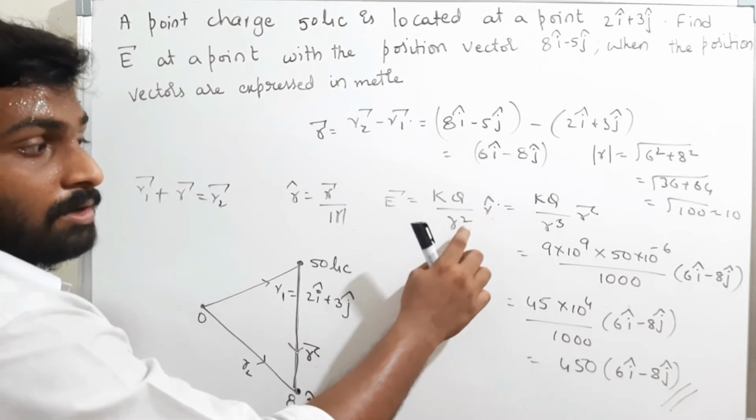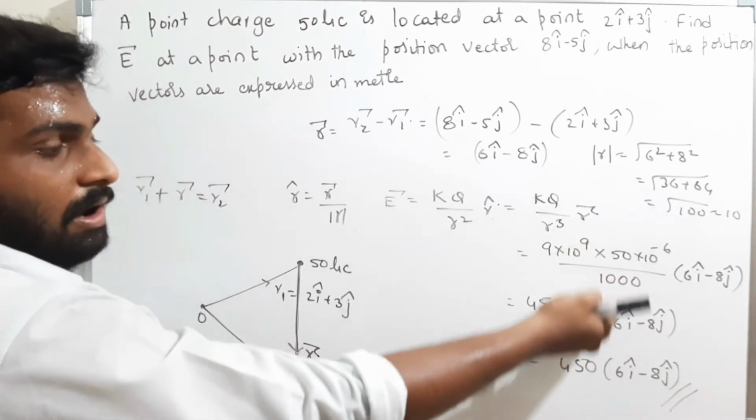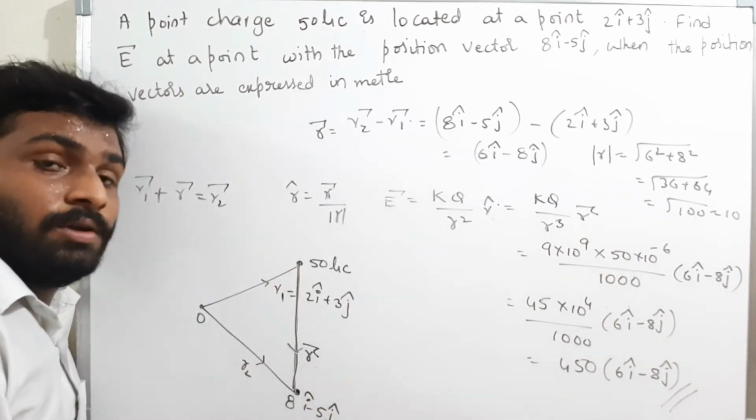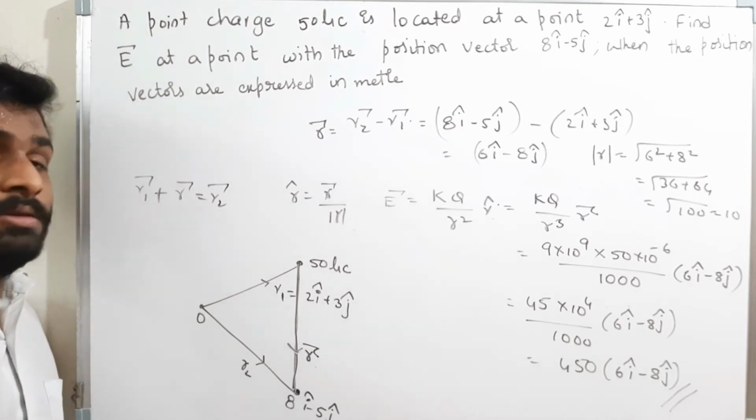If it is cap, it is R square. If it is bar, then it is R cube. Now just keep the values, you will get the answer. Therefore, the electric field at this point is 450 into (6i cap minus 8j cap). I think this question is clear. Okay, now we'll see the next question.